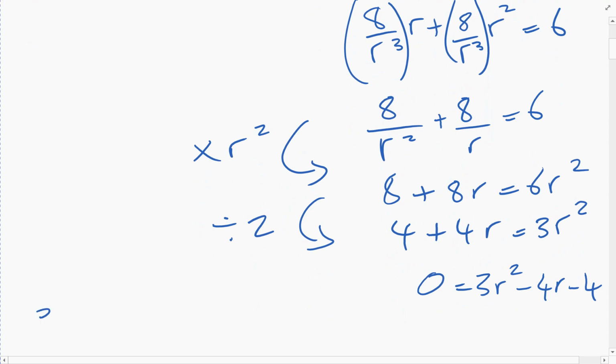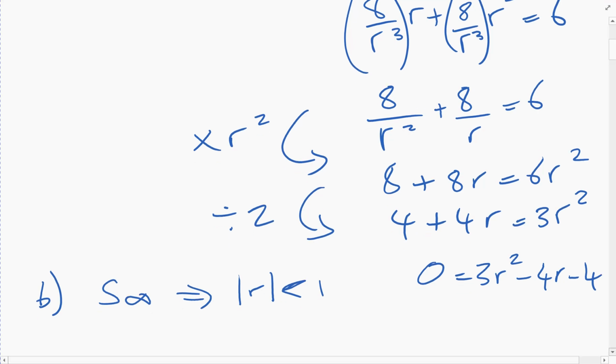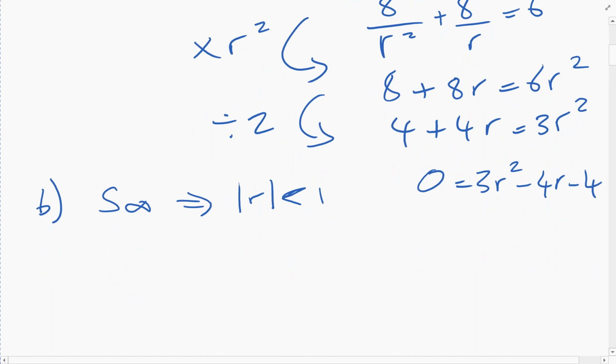Then in part B, what does it say? It's just got a sum to infinity. So if it's got a sum to infinity, that means geometric sequences only have a sum to infinity if the modulus of R is less than 1. Otherwise the terms will stay the same, or they will diverge. So in order for the terms to converge, you need R to be 0 point something between -1 and +1.